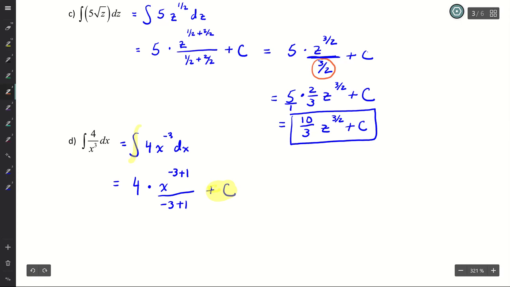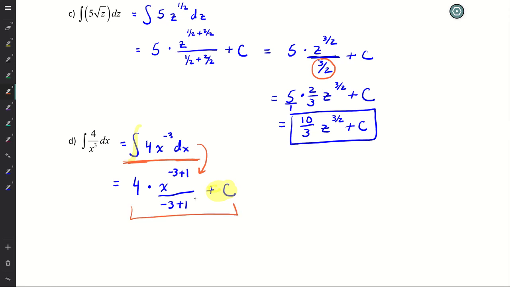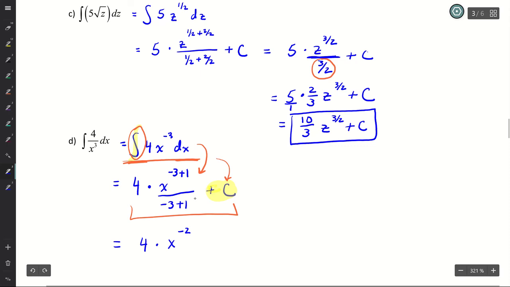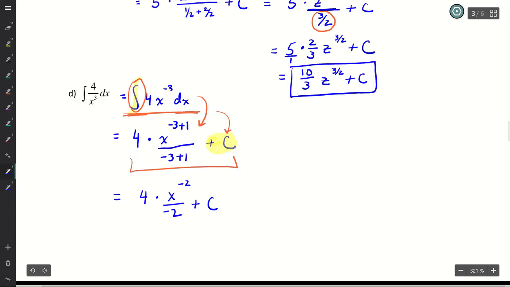The other thing is when you actually use a rule that changes the problem from looking like an integral to looking like a function, that's the point at which you put the plus c. So basically, when this symbol disappears, then you're going to have this symbol on the next step. All right. So on here, we're going to have 4 multiplied by x to the negative 2, divided by negative 2, and then plus c.